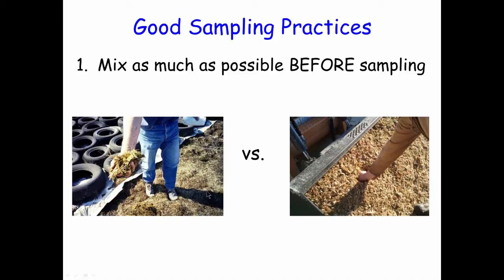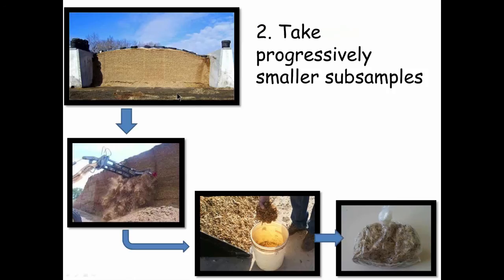Whereas if you remove a lot of this silage, this is corn silage, so a different silage, but if you remove a bunch, this bucket load might represent many, many feet across that silo. So this handful very likely represents a much bigger portion of that silage. So mix as much as possible before sampling. And then take progressively smaller subsamples.